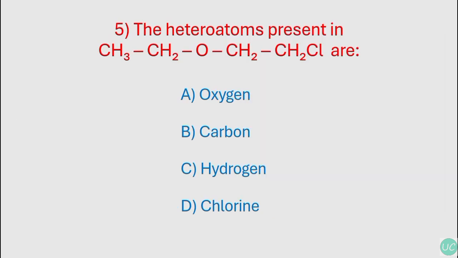Our next question is: the heteroatoms present in the given compound are. A heteroatom means anything other than carbon and hydrogen. In a hydrocarbon chain, as the name suggests, there is carbon and hydrogen. Any other atom, any other element, becomes a heteroatom. So the heteroatoms over here are oxygen and chlorine. Carbon and hydrogen make the basic chain of the hydrocarbon.